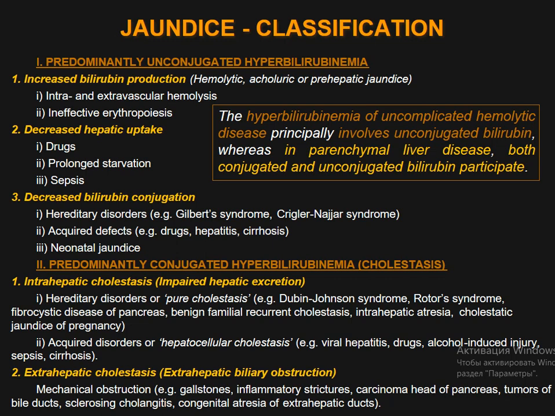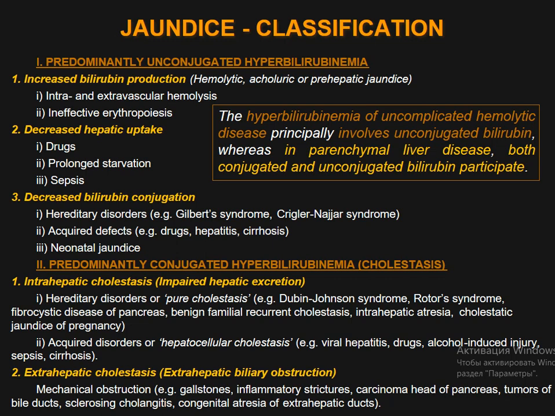Here you can see classification of jaundice according to predominantly unconjugated or conjugated hyperbilirubinemia. Unconjugated hyperbilirubinemia includes increased bilirubin production. Typical example, hemolysis. And this hemolysis could be intra and extravascular or ineffective erythropoiesis.